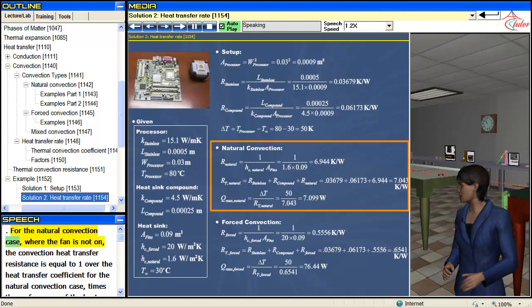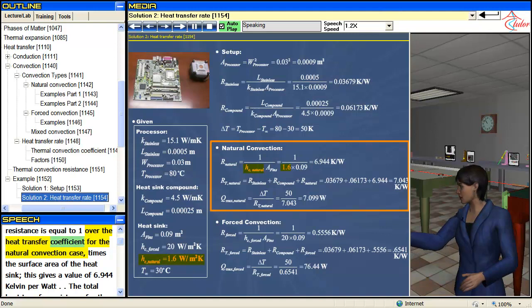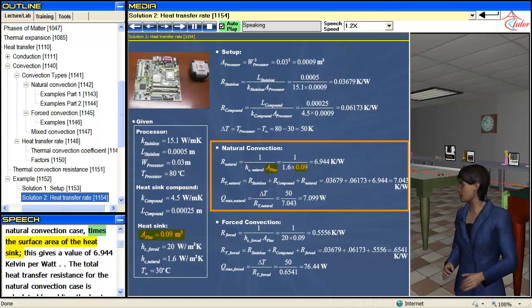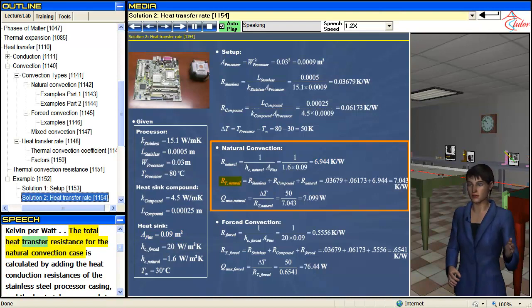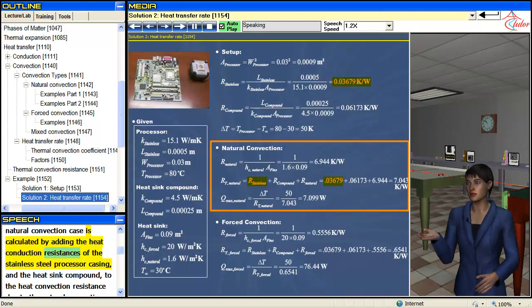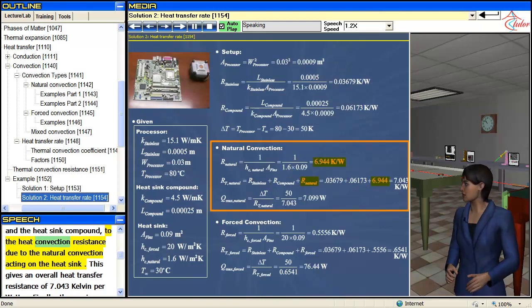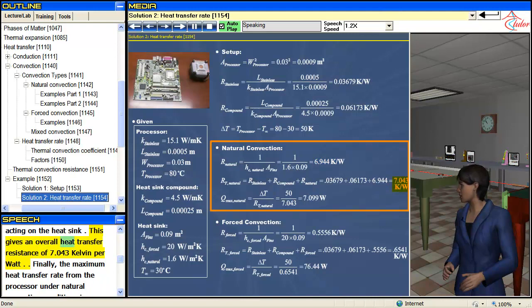For the natural convection case, where the fan is not on, the convection heat transfer resistance is equal to 1 over the heat transfer coefficient for the natural convection case, times the surface area of the heat sink. This gives a value of 6.94 Kelvin per watt. The total heat transfer resistance for the natural convection case is calculated by adding the heat conduction resistances of the stainless steel processor casing and the heat sink compound to the heat convection resistance due to the natural convection acting on the heat sink. This gives an overall heat transfer resistance of 7.043 Kelvin per watt.